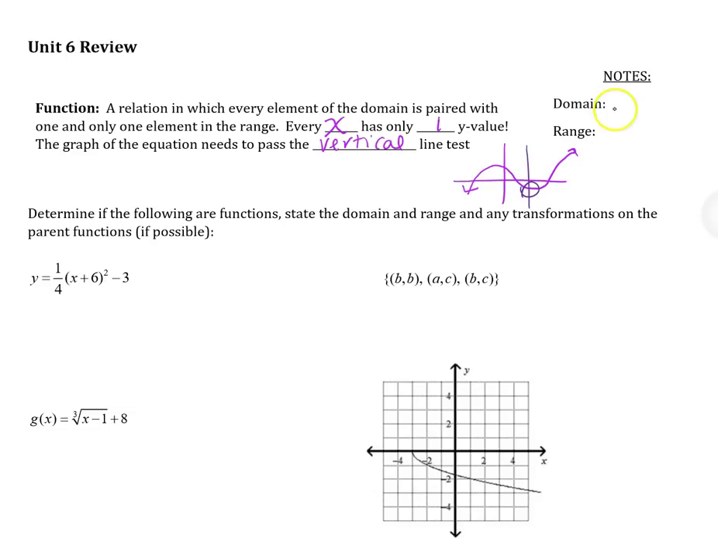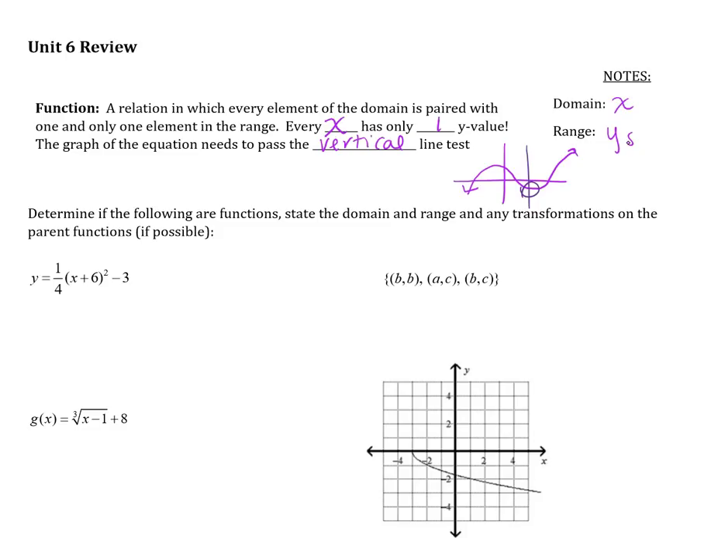Keep in mind in this unit that domain can be described as all reals. The domain is your x's and the range is your y's. So determine if each of the following are functions. State the domain and range and any transformations on the function if possible.